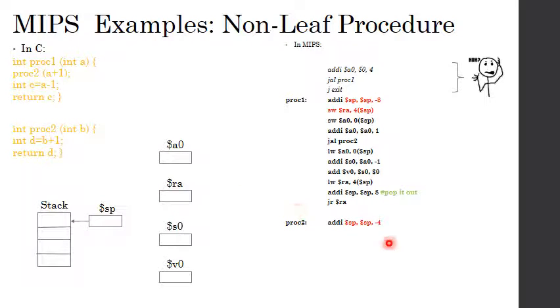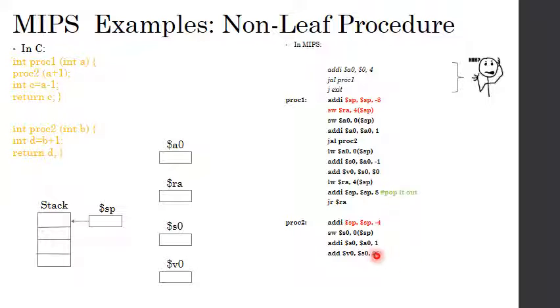Well, in procedure 2, I'm saving something. So most probably it's a leaf procedure. I don't need to save the return address. I'm not calling any other function, so I'm not using the argument registers. Most probably I'm using S0. That's why I'm making some space here. Yep, I'm saving S0 because I'm using it. Apparently I'm going to use it to represent D here. So I'm adding 1 and saving it in S0, and I need to return it.